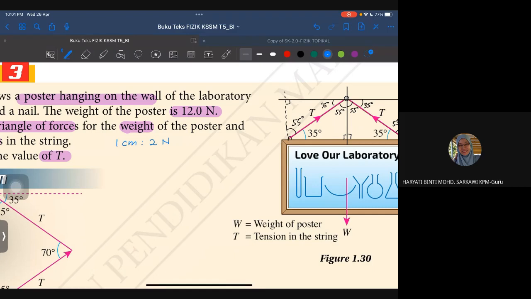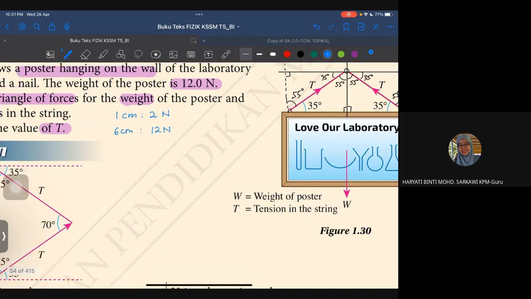Of course, a bigger diagram will be more accurate and easier to draw. Right, so let's say 1 cm to 2 Newton. So 12 Newton, the length should be 6 cm. So you draw a line, vertical downward. This is 6 cm. That represents 12 Newton. So this is your W.